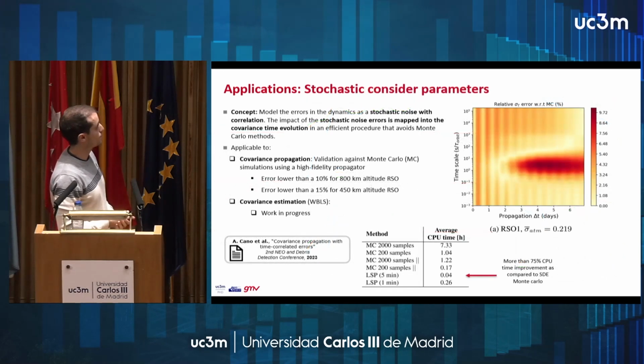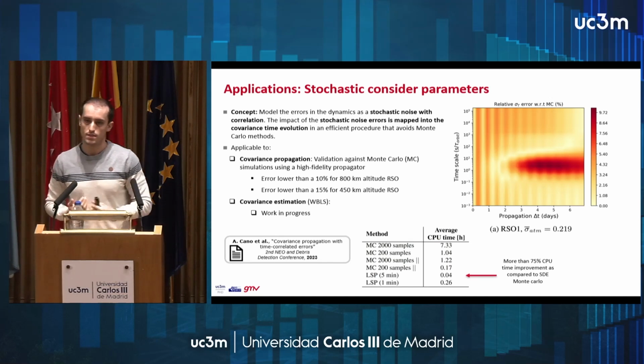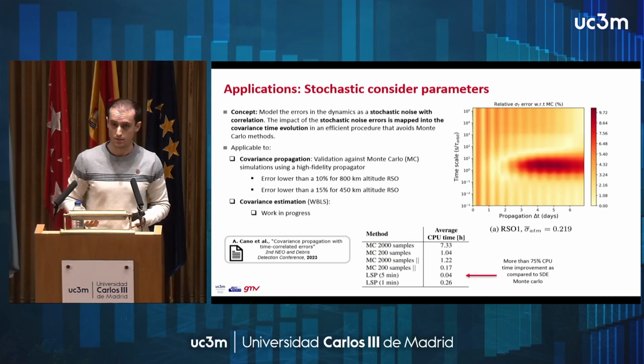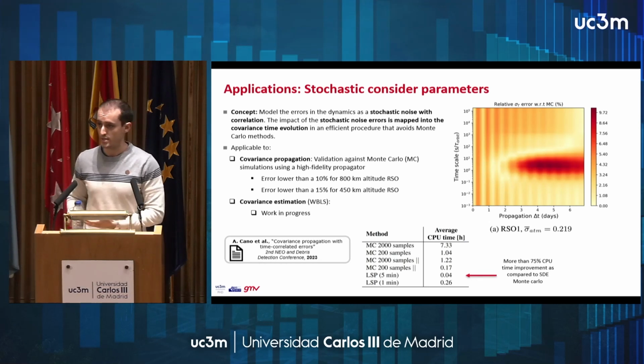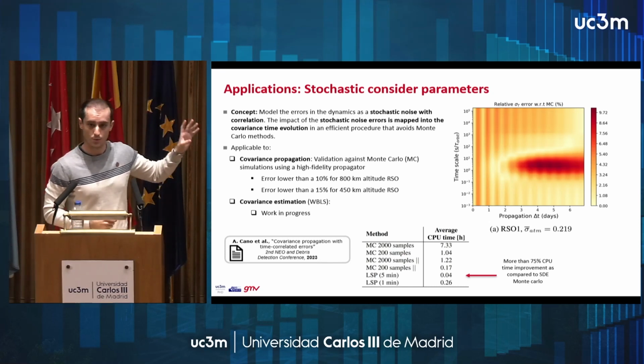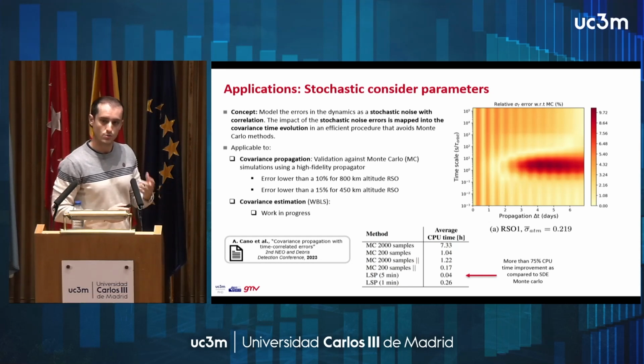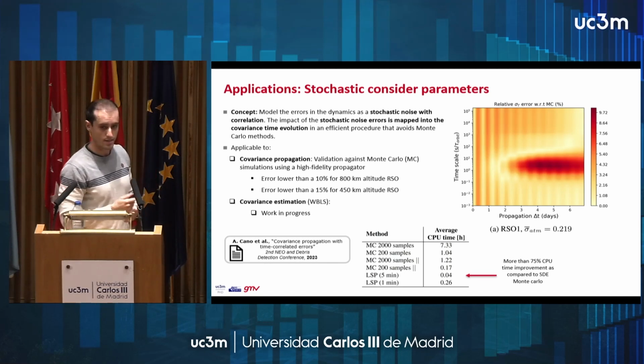And then just to finish with the current analysis and studies that we're doing. So as I said before, the problem with Gaussian uncertainty is that sometimes it's not fully representative of the reality of the system. However, complex stochastic models are impractical for operational purposes. What we're doing here is we're trying to merge both. So we know how to deal with Gaussian uncertainty and consider parameters very efficiently.